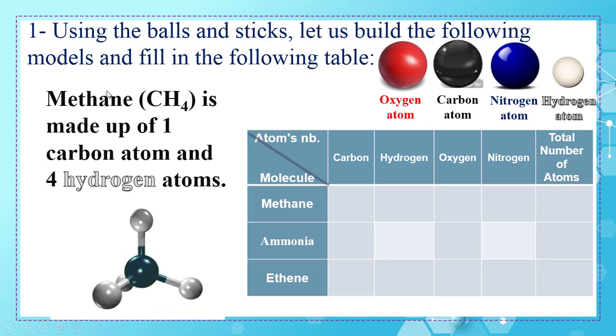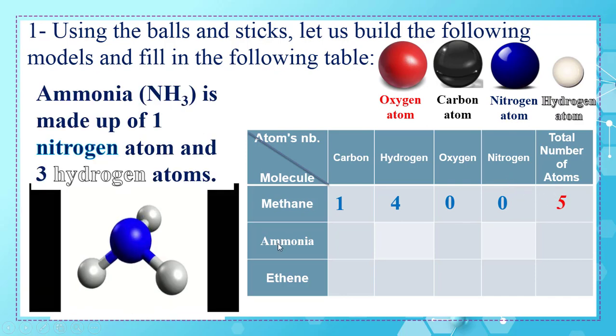Continue with methane. Methane is a molecule symbolized by CH4, made up of 1 carbon atom and 4 hydrogen atoms, as you see in the diagram. So the number of carbon atoms is 1, hydrogen 4, because I have 4 white balls, as you see, 1 up and 3 below. Oxygen 0, nitrogen 0, so the total number of atoms is 5.